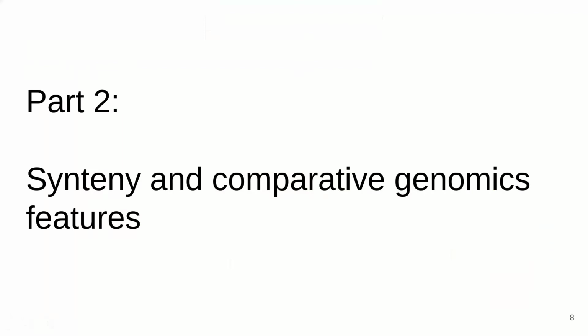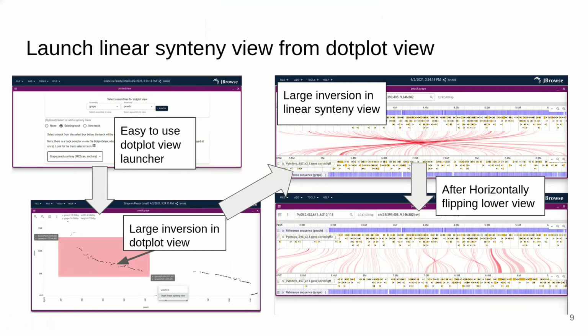Now I'll focus on some of the synteny and comparative genomics features. One of the big features of JBrowse 2 is our ability to load data from multiple organisms in a single instance. In this example, I'm going to show grape versus peach. We have an easy to use dot plot view launcher, for example, where you can select grape and peach and then select the track that you want to use to show the comparison. We call them synteny tracks.